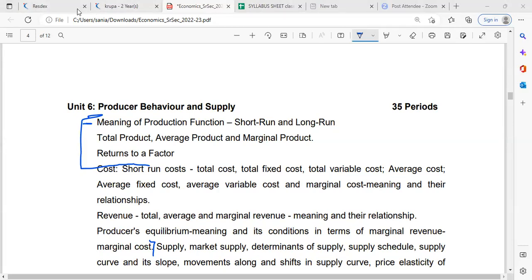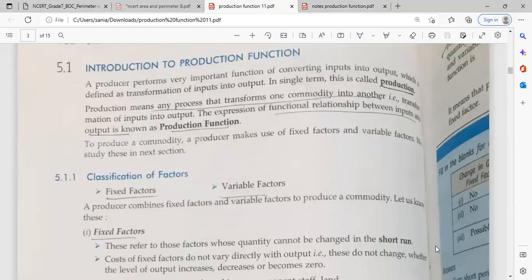So now let's start with the chapter. Your chapter is production function. As the name suggests, the first thing is, ma'am, what is production? The chapter is production function. So the question comes: what is production and what is the production function? Let's do it with the help of notes.